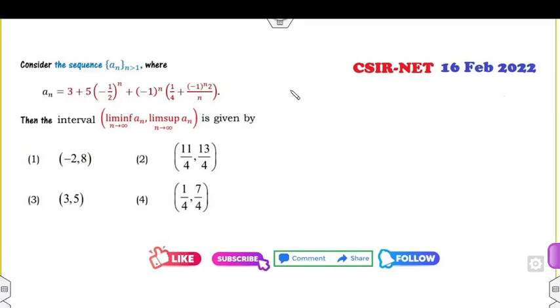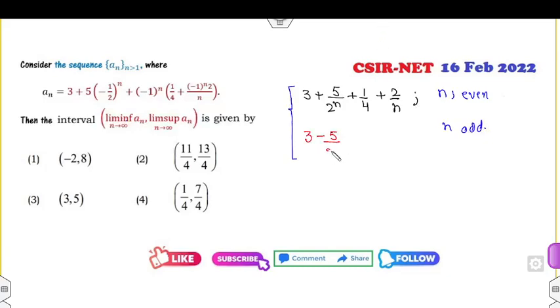Again, you can see it's a (-1) raised to power n form, and they are talking about the limits if n is even and n is odd. If n is even, this quantity is (5/2) raised to power n. This is my positive number. When n is odd, this quantity is (-5/2) raised to power n. This number is negative, -1 over 4. This number is also negative, minus minus plus 2 over n.